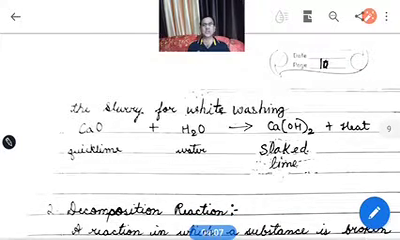You see the equation: calcium oxide, meaning the tuna quicklime, when it reacts with water, forms calcium hydroxide, that is called slaked lime. So these are the various examples of the combination reaction.